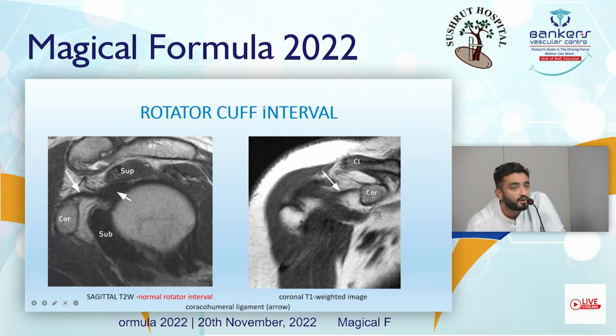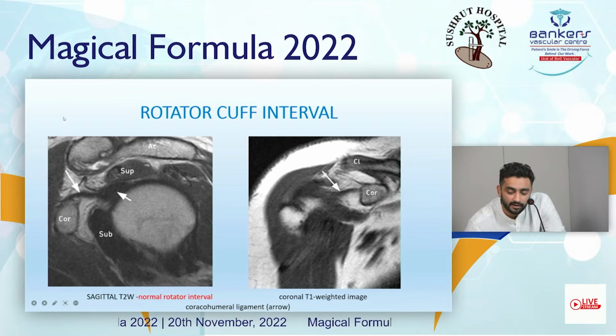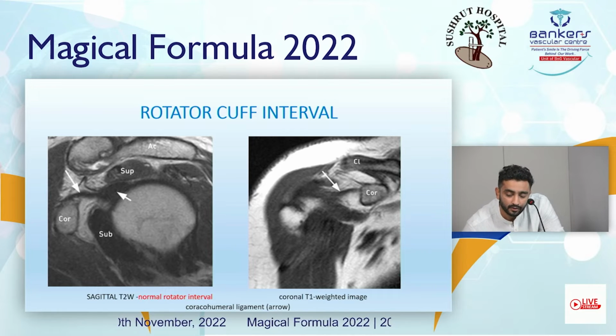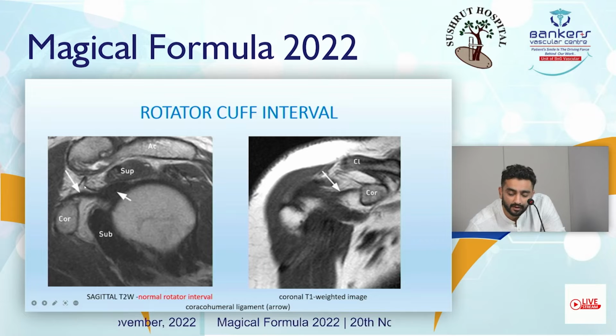So the rotator cuff interval, that is the main region where the fibroblastic activity and scarring happens. So these are the 2 images of a normal MRI. This is a T2 weighted sagittal image and this is a T1 weighted image. So this is the rotator cuff interval. It is bounded anteriorly by the coracoid process, superiorly by the supraspinatus and inferiorly by the subscapularis. So here is this rotator cuff interval, where normally you will find nice fat. You won't find any soft tissue here.